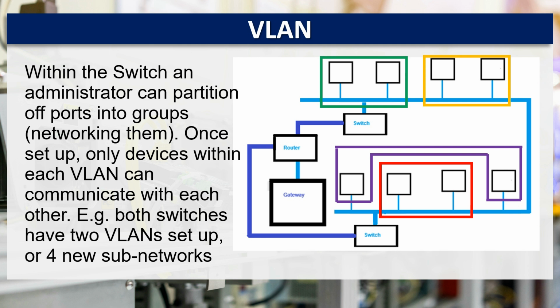For example, both of the switches shown in the diagram have set up 2 VLANs, so we went from one large network to 4 small subnetworks.